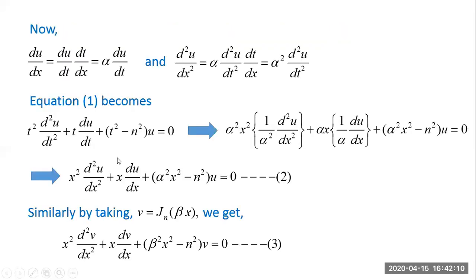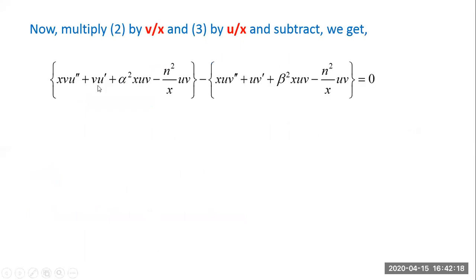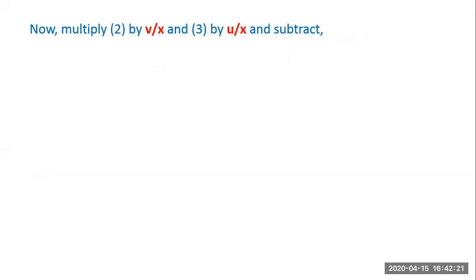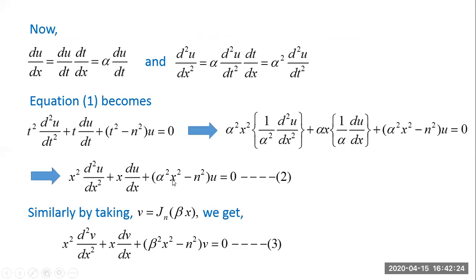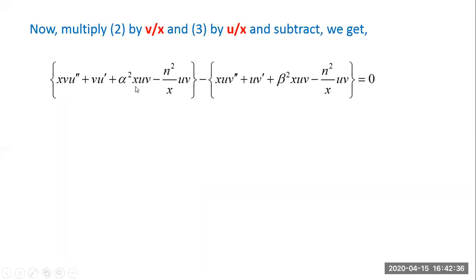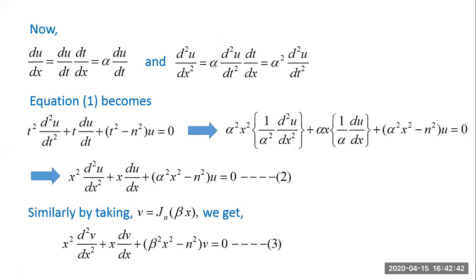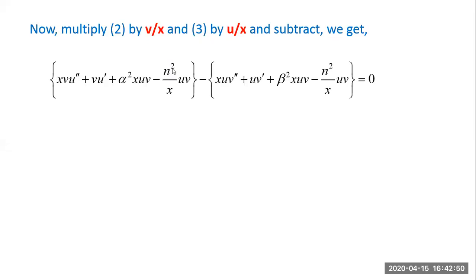Similarly, multiply the second term by v by x. So x gets cancelled, so we get v into du by dx. So write it as v into u dash. Similarly, multiply alpha square x square into u by v by x. So one x gets cancelled, so we get alpha square x into uv. In a similar manner, multiply minus n square u by v by x, so we get minus n square uv by x.